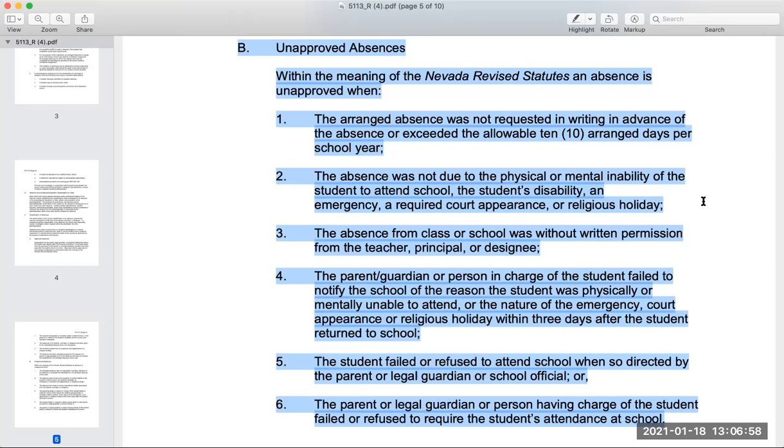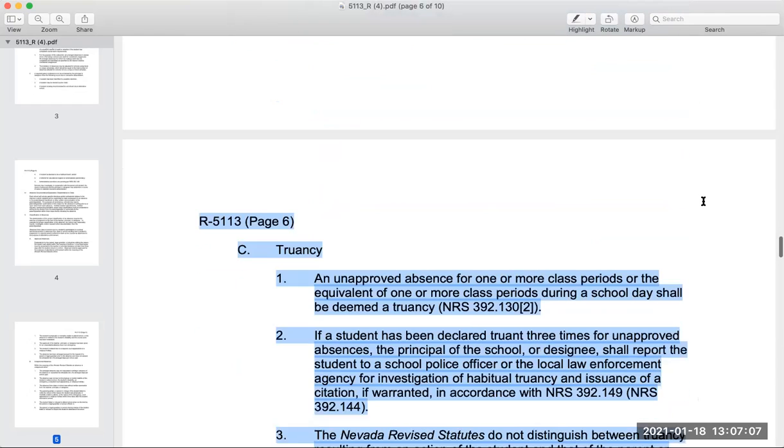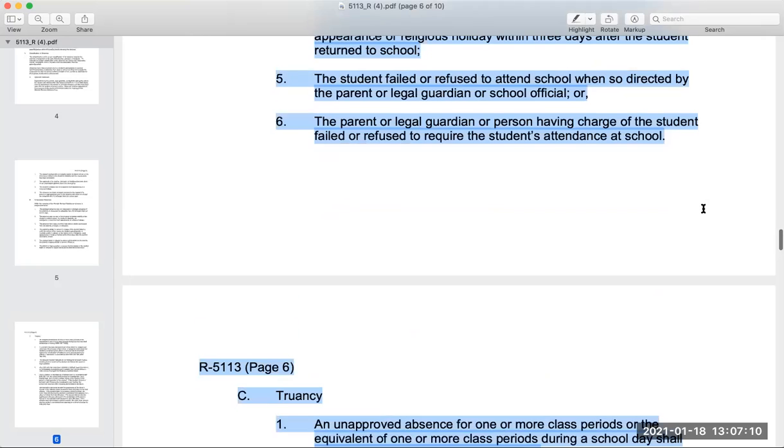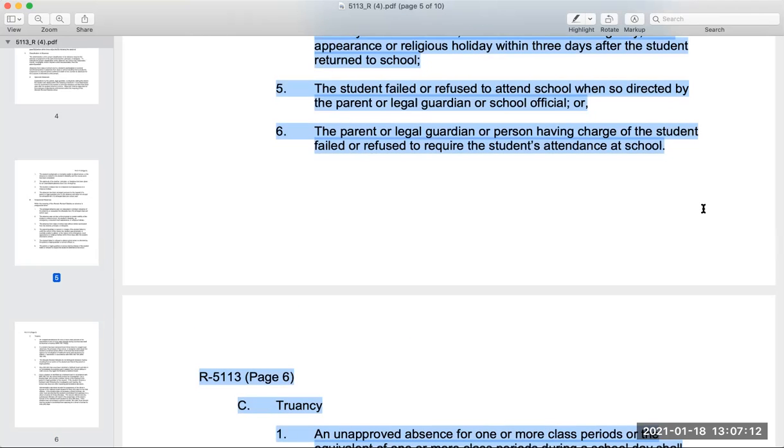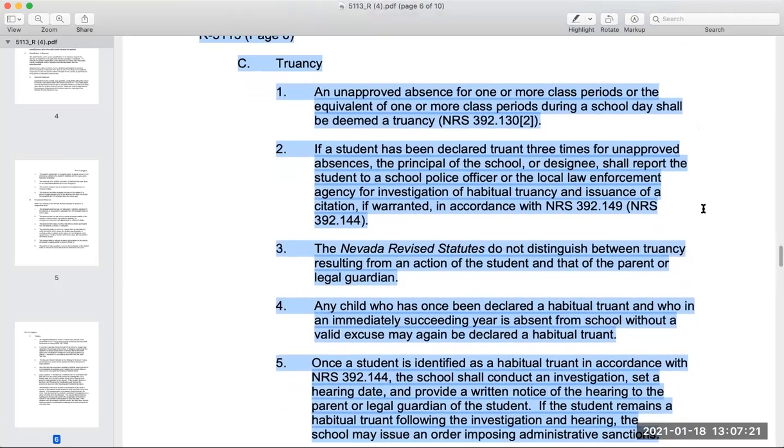5. The student failed or refused to attend school when so directed by the parent or legal guardian or school official, or 6. The parent or legal guardian or person having charge of the student failed or refused to require the student's attendance at school. R 5113, page 6. C. Truancy. 1. An unapproved absence for one or more class periods or the equivalent of one or more class periods during a school day shall be deemed a truancy, NRS 392.130(2).